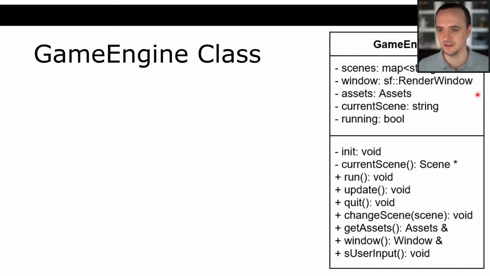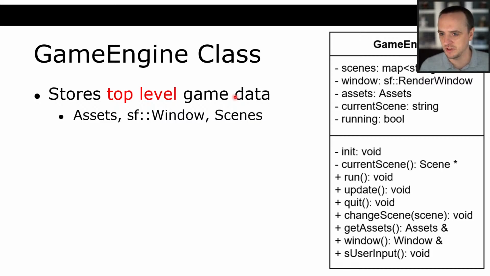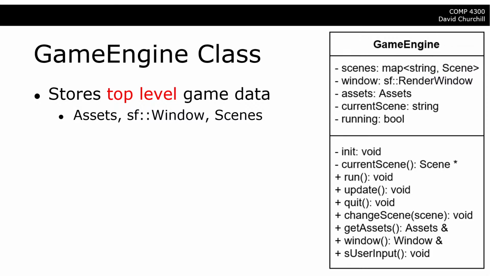Okay, so let's have a look at the game engine class. So over here, I've got a diagram of the game engine class. First, it's going to store all the top level game data. So it's going to store the assets, it's going to store the window, it's going to store the scenes. So up here, you can see that we have a map from strings to scenes. And what this is going to do is allow us to store all the different scenes in our game mapped by a string.